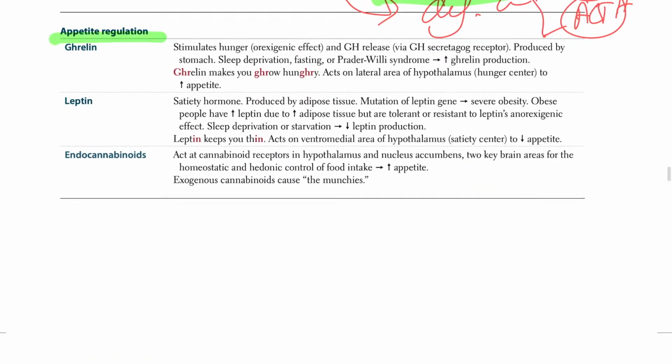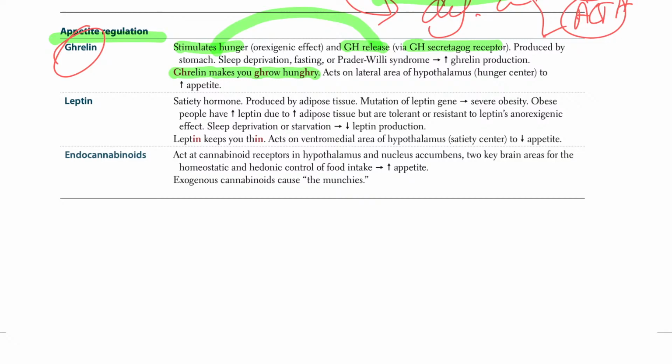All right, the next thing we have is appetite regulation. In appetite regulation, we have a couple of things: ghrelin, leptin, and endocannabinoids. Ghrelin, the first thing we have, stimulates hunger. The mnemonic is very good: ghrelin makes you grow hungry. So it stimulates hunger, simple as that. Orexigenic effect and GH release, growth hormone release via the GH secretagogue receptor. So two things: hunger and growth hormone release.